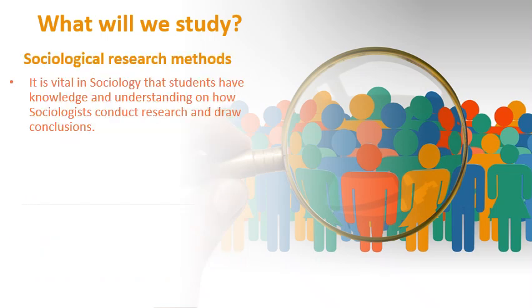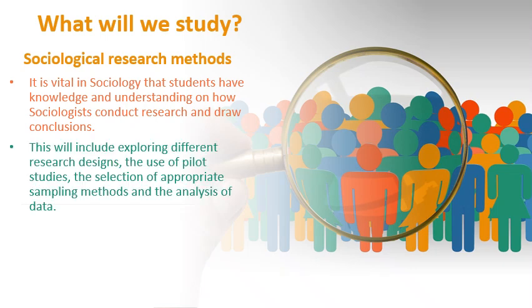When we've looked at all of these things, we then couple that with research methods. It's vital in sociology that students have knowledge and understanding on how sociologists conduct research and draw conclusions. Sociology is the study of people. We have to research that by studying people. That means that we have to conduct research. This includes exploring different research designs.